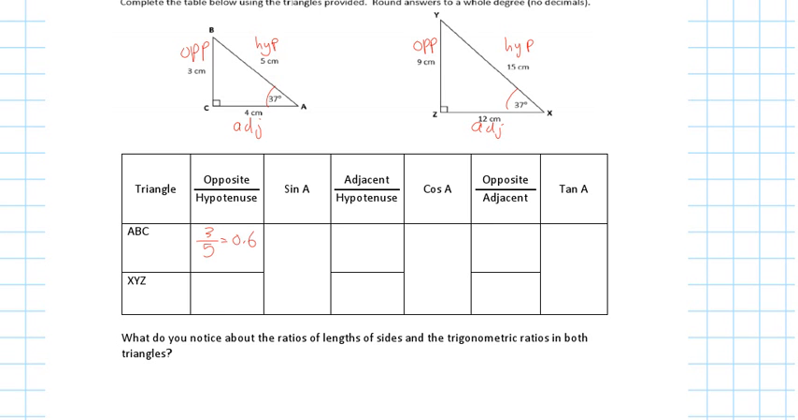Okay, now we're going to have to do the same thing for the other triangle, triangle XYZ. I have to find the opposite divided by the hypotenuse. So what's the opposite? 9 divided by 15, and that gives me what? 0.6. What's angle A equal to? What is angle A? 37. So on the calculator, I want you to plug in sine 37. What does that give you? 0.601.